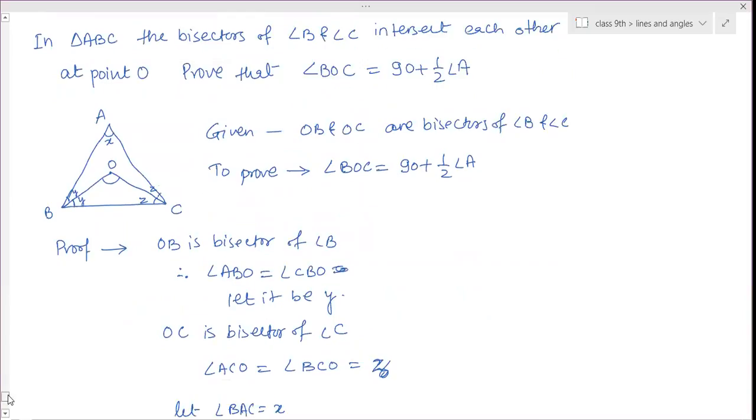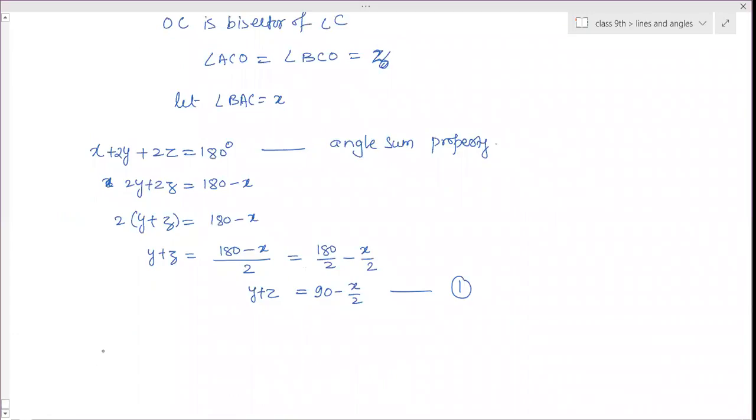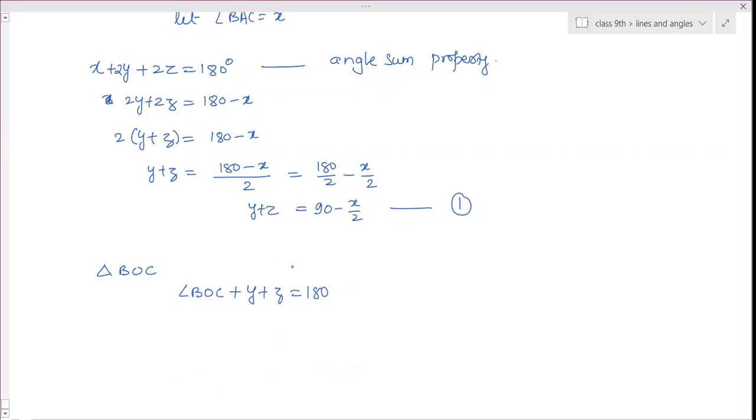And now we need BOC, no? So we have to take triangle OBC. In this one, the angle sum property can be used. So in triangle BOC, angle BOC plus y plus z is equal to 180. Now substitute the value of y plus z from the first equation: angle BOC plus 90 minus x by 2 is equal to 180.